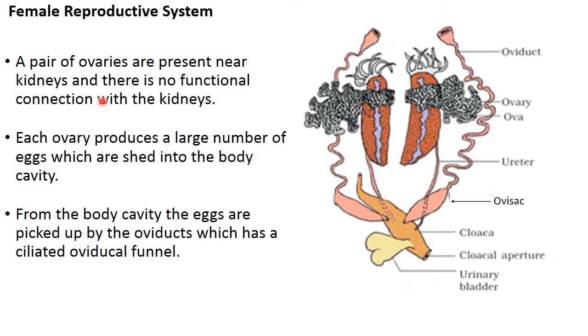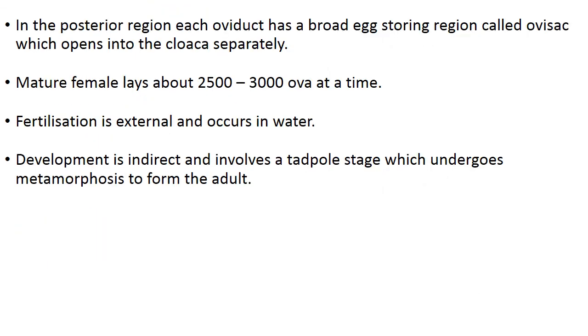So what we said, a pair of ovaries present near the kidneys and there is no functional connection with the kidneys, जैसे कि male में हमने देखा. Each ovary produces a large number of eggs which are shed into the body cavity. From the body cavity, the eggs are picked up by the oviducts which has a ciliated oviducal funnel, जो अभी हमने यहाँ पे देखा. And in the posterior region, each oviduct has a broad egg storing region called as ovisac, which opens into the cloaca separately.